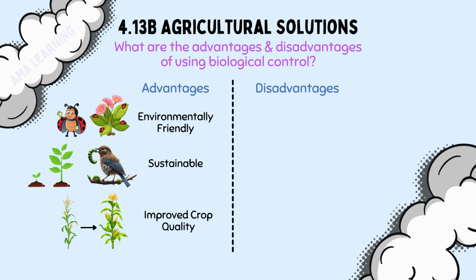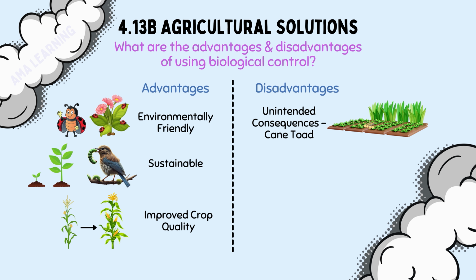The following are disadvantages of using biological control. Number 1. Unintended consequences. Introduced predators may harm non-target species or become invasive themselves. For example, the Hawaiian cane toad was introduced into Australia to control the cane beetle population as it was destroying sugarcane crops. The cane toads did not have much effect on the cane beetles, but began to reproduce and spread across the country. They are poisonous and are now reducing the native toad population.